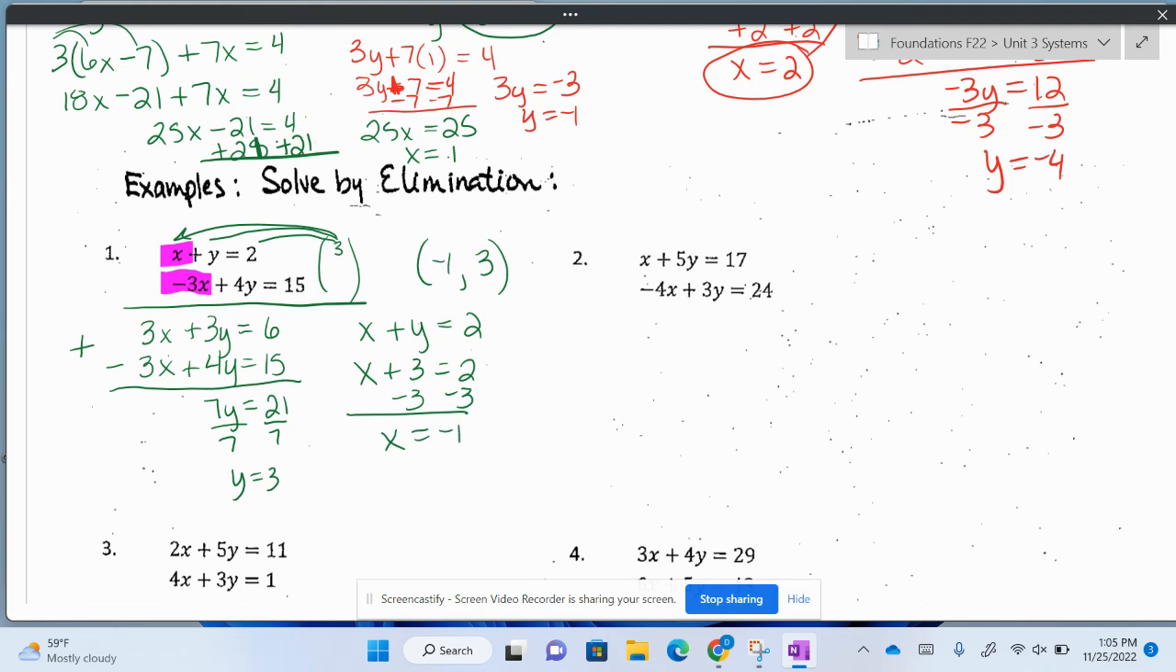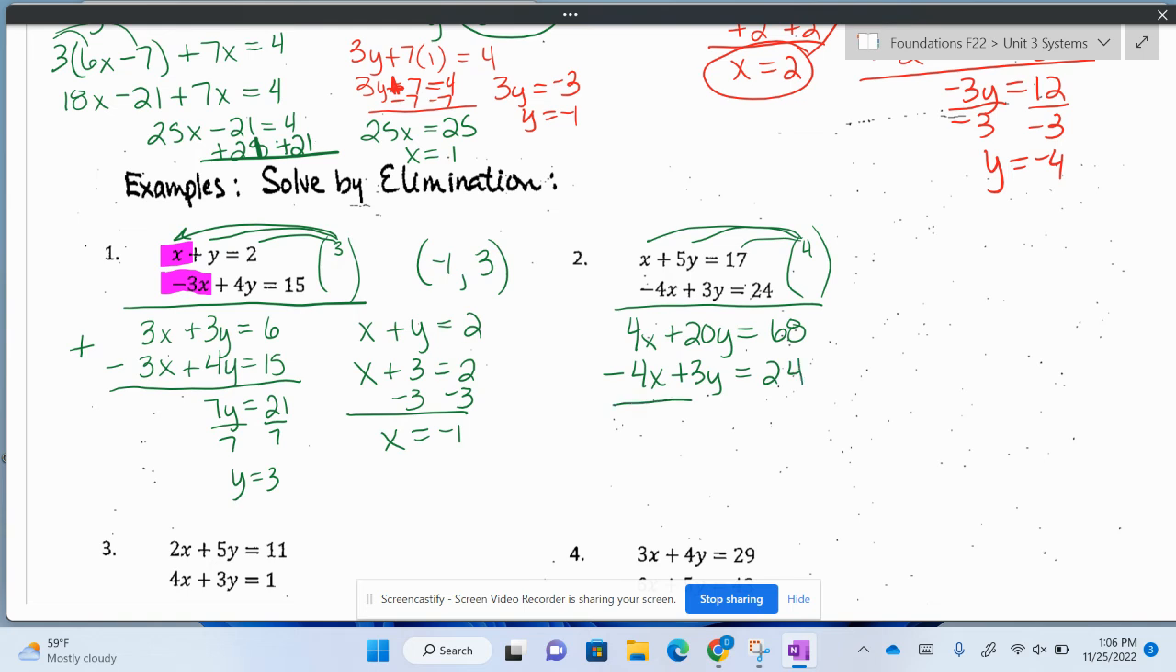For example number 2, I'm going to multiply the top equation by a positive 4. That will again allow me to eliminate my x's. Remember, I'm multiplying every term. 4 times x is 4x. 4 times 5y is 20y. And 4 times 17 is 68. And then the second equation, we're not doing anything to change that, so we're just going to stack it right below. And again, we're going to add these two equations together.